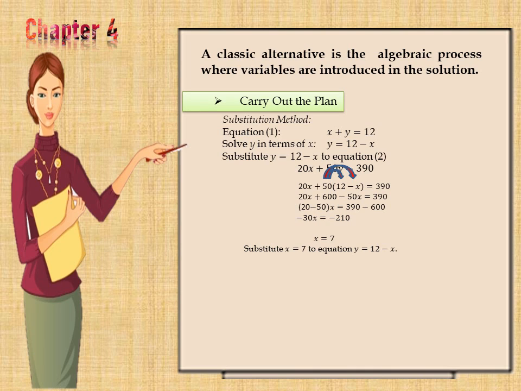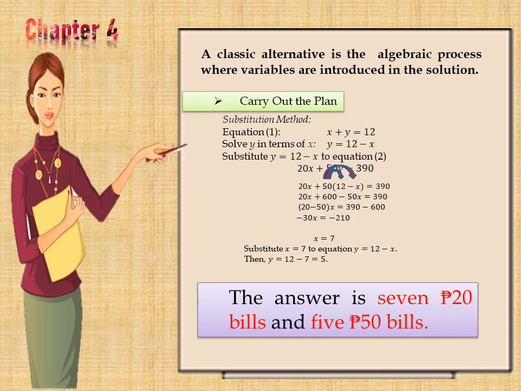Now we're going to substitute x equals 7 into the equation y equals 12 minus x. We can have y equals 12 minus 7, since x is equal to 7. And 12 minus 7 is equal to 5. Therefore, the answer would be 7 20 peso bills and 5 50 peso bills, since x is the number of 20 peso bills and y is the number of 50 peso bills.